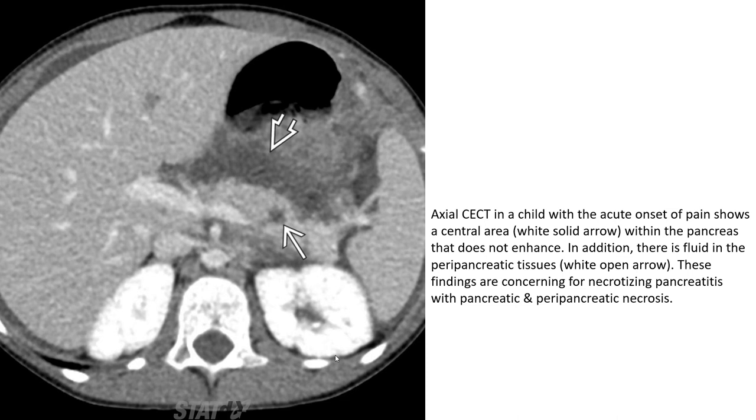Axial contrast-enhanced CT in a child with acute onset of pain shows a central area within the pancreas that does not enhance. In addition, there is fluid in the pancreatic tissue, a finding concerning for necrotizing pancreatitis, with pancreatic and peripancreatic necrosis.